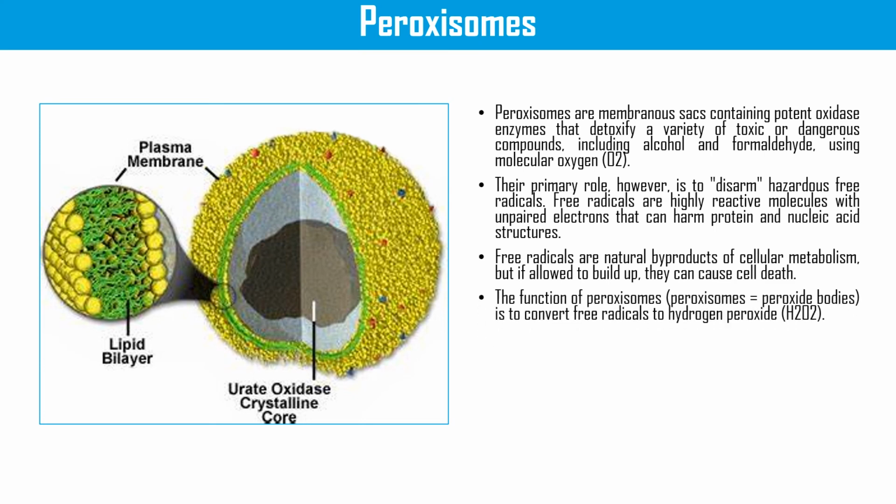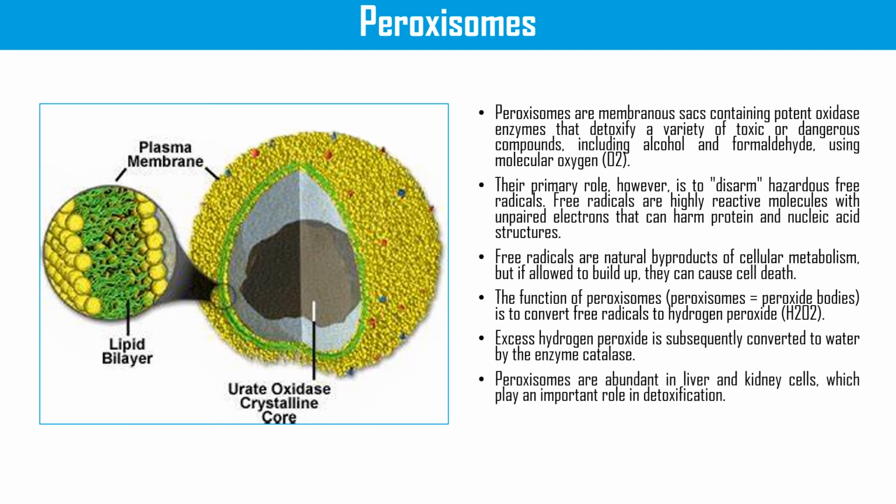The function of peroxisomes, which mean peroxide bodies, is to convert free radical to hydrogen peroxide, which the formula for hydrogen peroxide is H2O2. Excess hydrogen peroxide is subsequently converted to water by the enzyme catalase. Peroxisomes are abundant in liver and kidney cells, which plays an important role in detoxification.